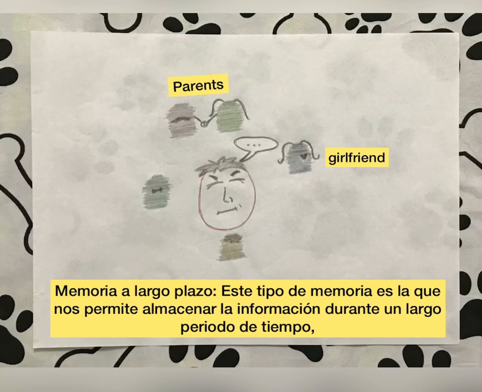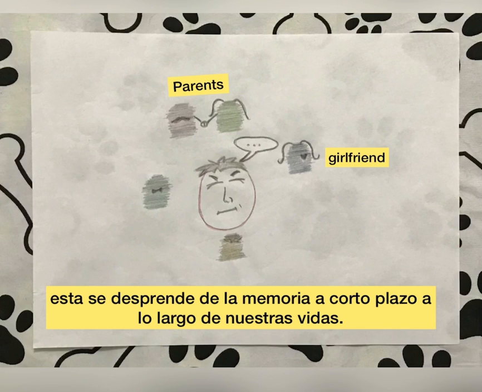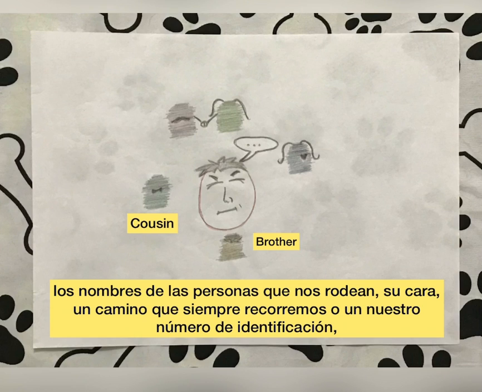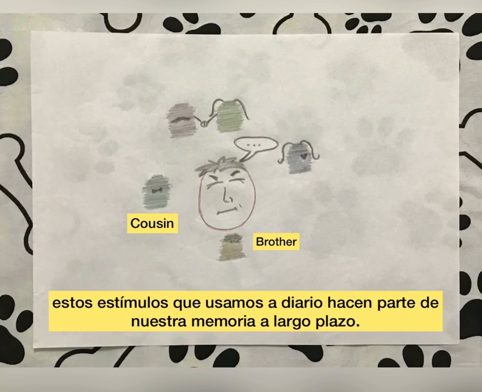Long-term memory. This type of memory is what allows us to store information for a long period of time. This is detached from short-term memory throughout our lives. For example, the names of the people around us, their faces, a path that we always travel, or our identification number. These stimuli that we use every day are part of our long-term memory.